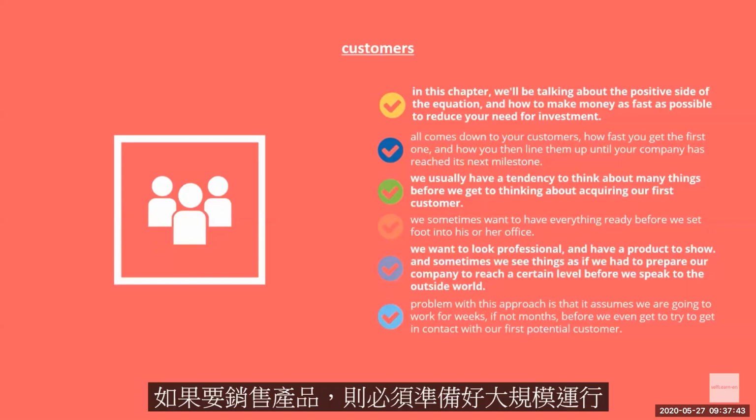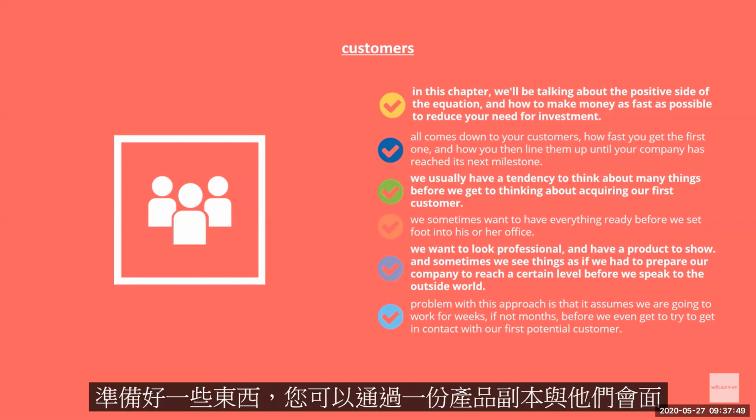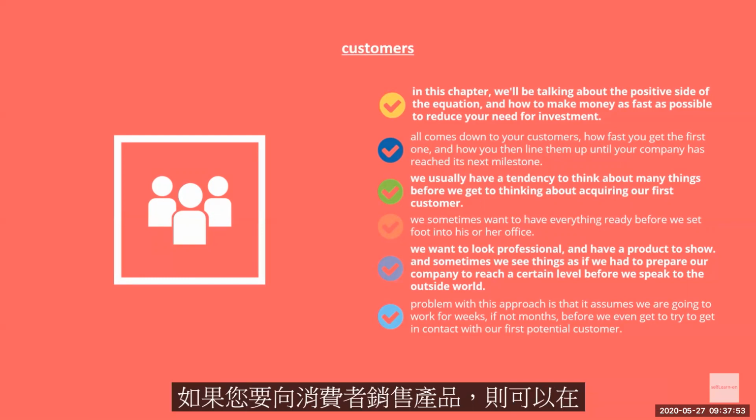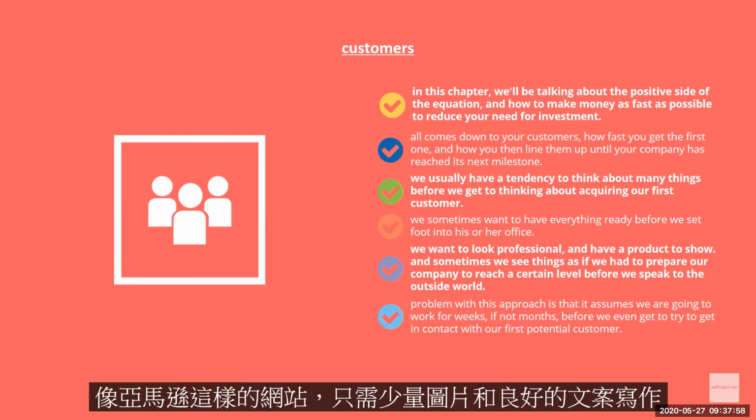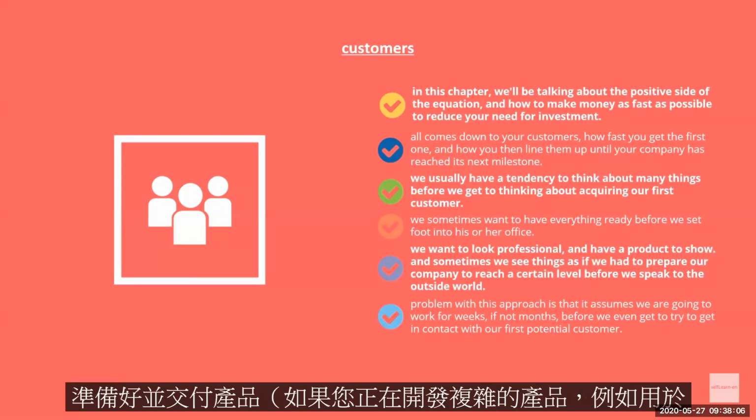If you are selling a product, you can start getting appointments with companies before you even have something ready. You can meet with them with a single copy of your product. If you are selling a product to consumers, you can put a page online on a website like Amazon in no time and just with a few pictures and good copywriting. It's when the first sale is made that you need to react fast and get your product ready and delivered.